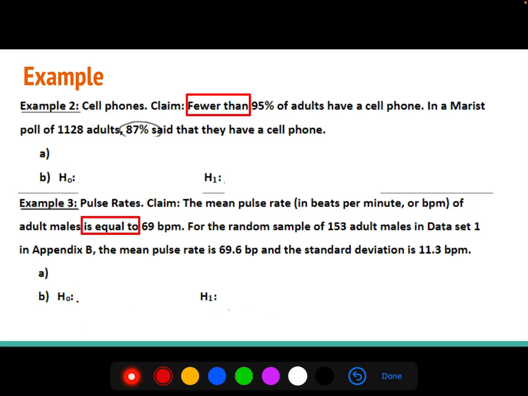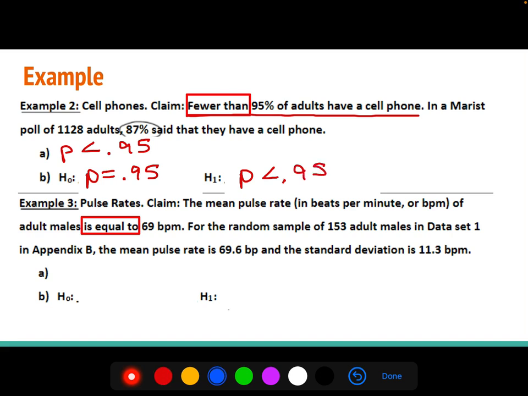Okay, let's try a couple more, just make sure we get this. Cell phones. The claim is fewer than 95% of adults have a cell phone. That's our original claim. So, fewer than 95% have a cell phone. In a study of 1128 adults, 87% said they have a cell phone. Okay, so our null hypothesis is equal to 0.95, and our alternative hypothesis is less than 0.95 because our claim used that.